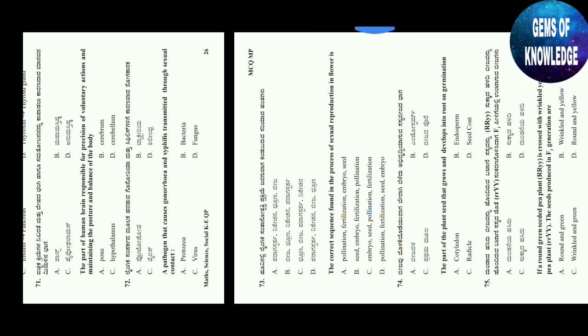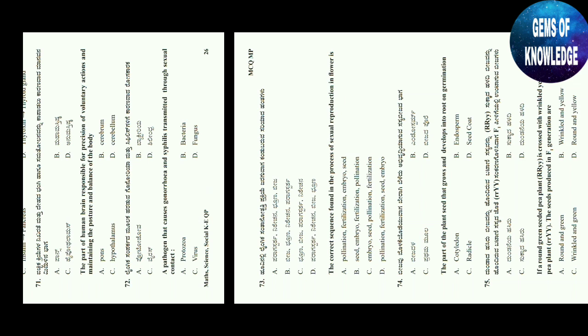Okay, then 73. The correct sequence found in the process of sexual reproduction in a flower. So what is the correct sequence in the sexual reproduction of a flower? The first thing that happens in the flower is pollination, that is the transfer of pollen from one flower to another flower or within itself. So the first process is pollination, and after pollination there is fertilization, then zygote formation, then it leads to the embryo, and finally it leads to seed formation.